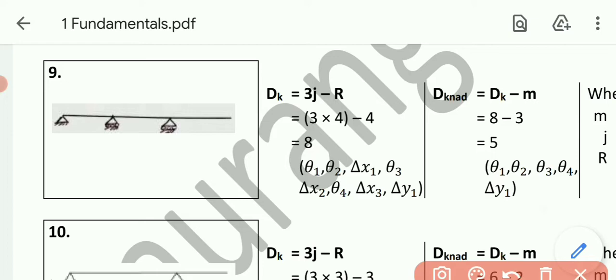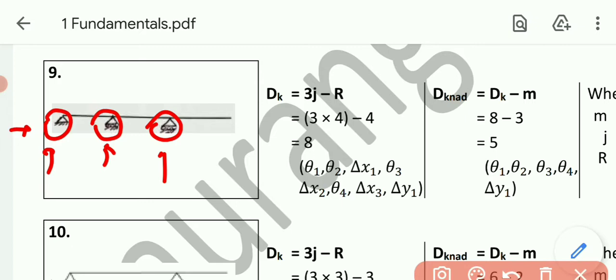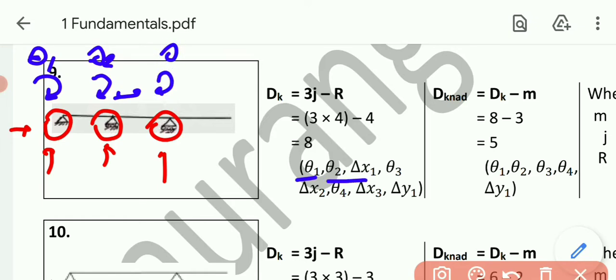Now let me show you which 8 displacements are produced. As I told you, first of all vertical and horizontal reactions for hinge, roller vertical, roller vertical. The remaining ones we can say are displacements. In this one rotation will be produced, theta 1. In this one roller support, so rotation and horizontal, right? So theta 2, delta x1. Third one again roller support, so rotation theta 3 and horizontal delta x2.